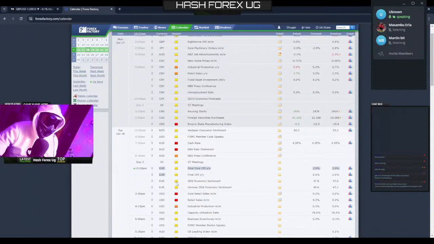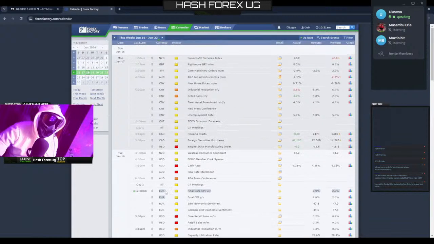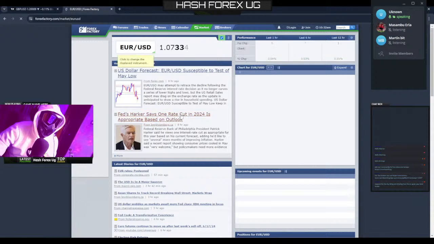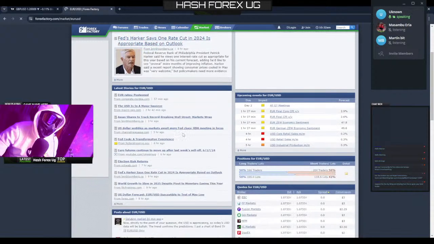Then the rest will be in the New York session. So as per now, we are in the London session and we don't have any red impact news on the pair that we are trading. So we should expect normal price action.